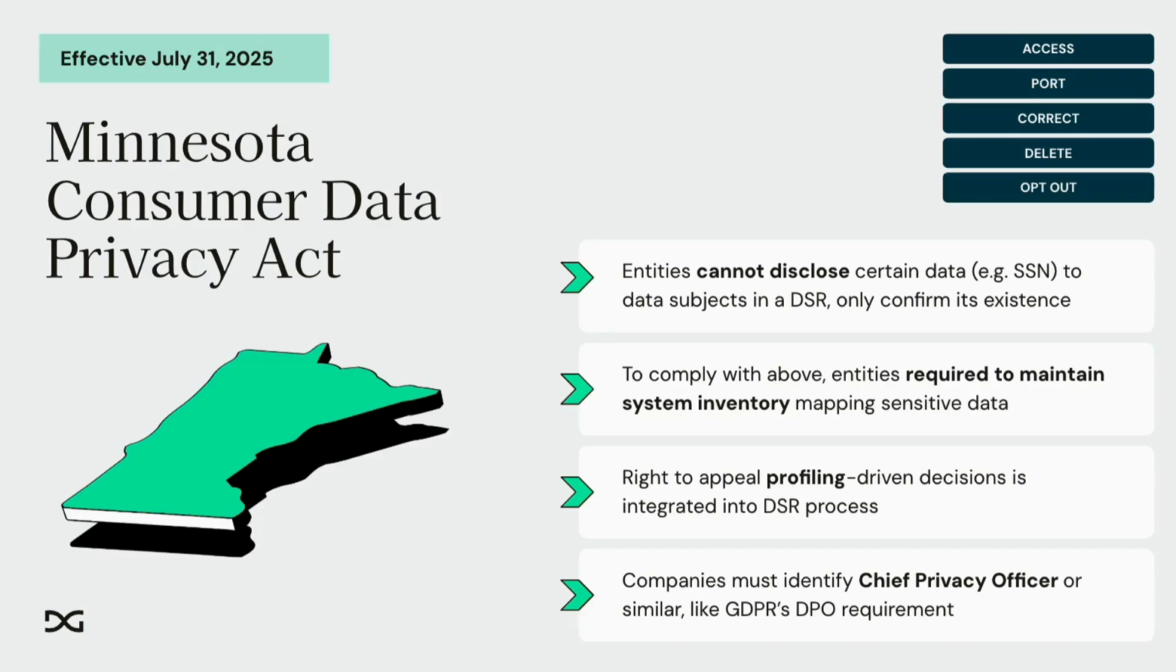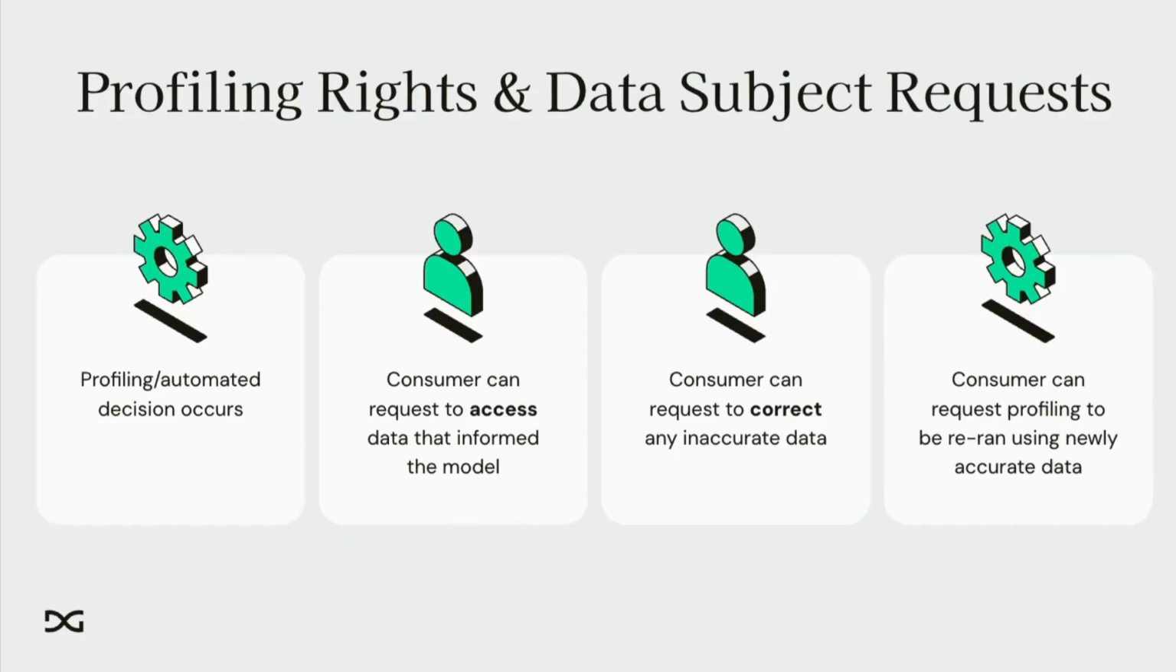Minnesota is also the first state law to really think about profiling rights right alongside data subject rights. Essentially, the way this is going to look is that if your company has a profiling process or some kind of automated decision making, a consumer in Minnesota has the right to appeal the results of that process. They can do so by requesting to access the data that informed the model and then correcting any inaccurate data, and then requesting that the profiling or automated decision-making be reran using the newly accurate data.